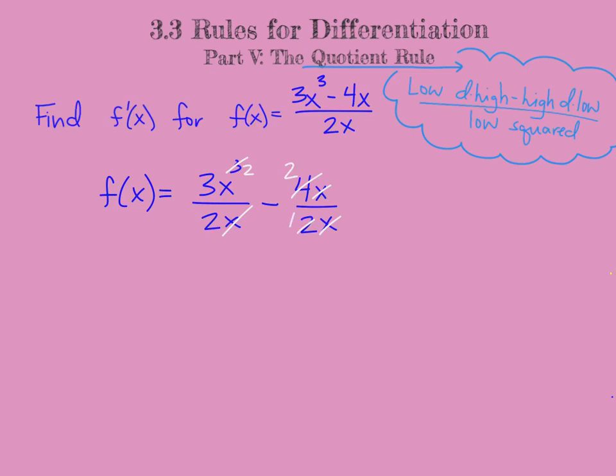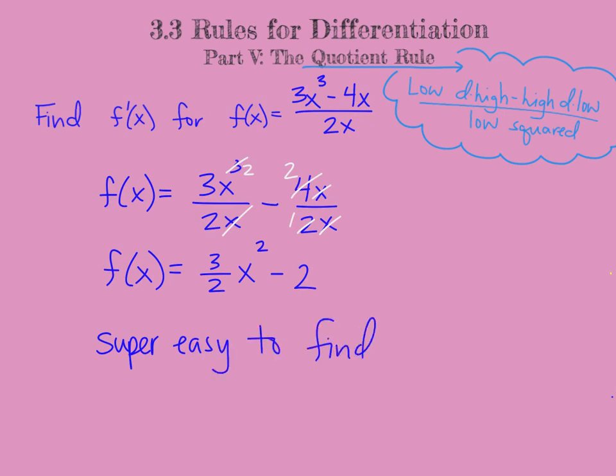So our f of x can really just be written as 3 halves x squared, or 3x squared over 2, same thing, minus 2. And that's super easy now to find f prime. I'll leave that as an exercise. You can just use the power rule and the constant rule.